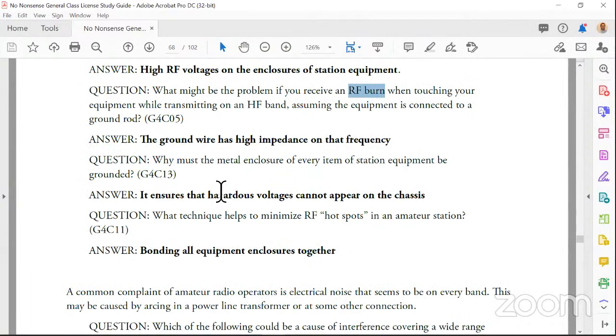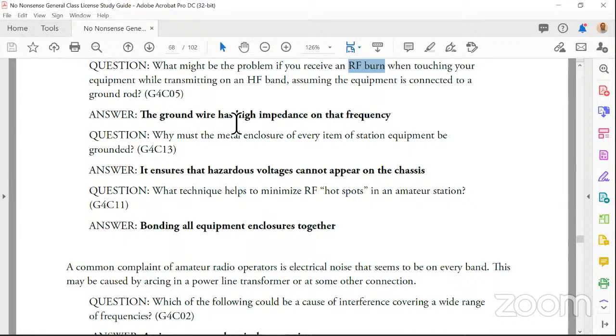So that's a grounding problem, right? The ground wire has a high impedance. Not good. Your ground should have a very low impedance. Okay, and just bear in mind that direct current impedance is one thing. Alternating current or radio frequency impedance as frequency increases could be something else. So bear that in mind.